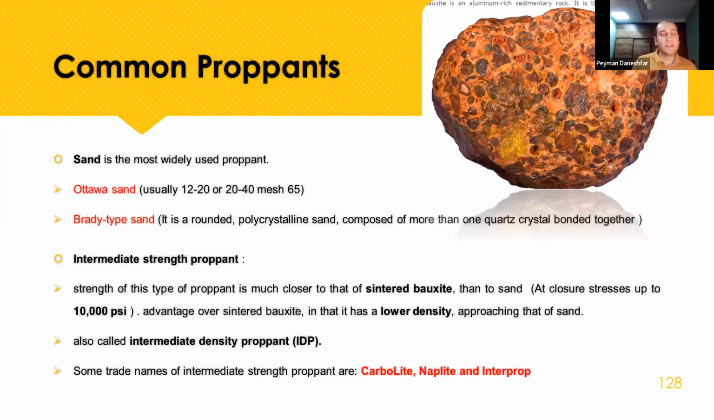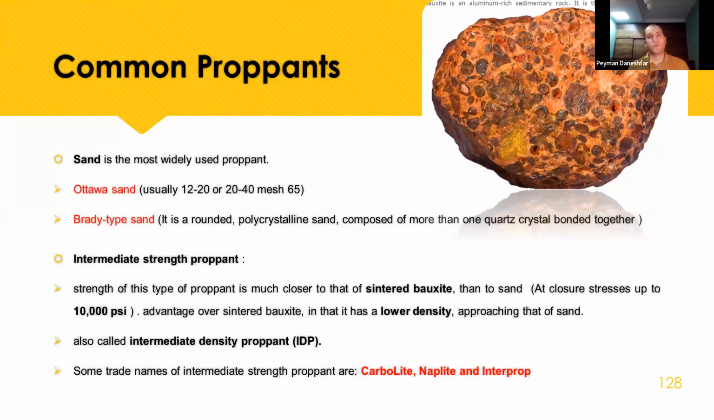Another common proppant is the intermediate stress proppant. The strength of this proppant is much closer to sintered bauxite, and the peak closure is about smaller than 10,000 psi. It is also called the intermediate density proppant, and in the market, trade names include Carbolite, Naplite, and Interprop.